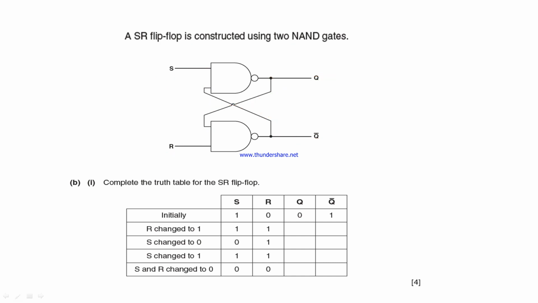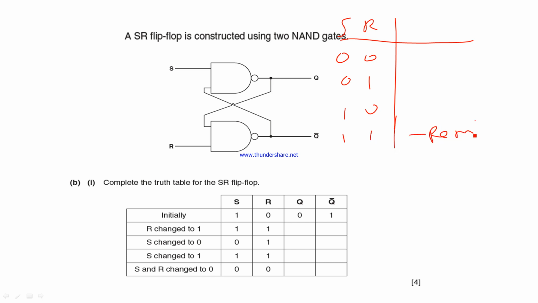Now, things to remember. Remember one thing, for the NAND gate, you have your R and S, 00, 01, 10, and 11. This one becomes your remember. And this one becomes our reset. And this one becomes our set. And this one becomes invalid. So we start from below. Remember, reset, set, and invalid.